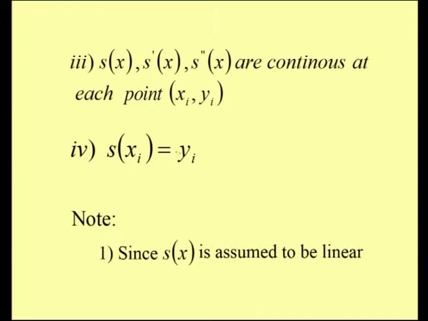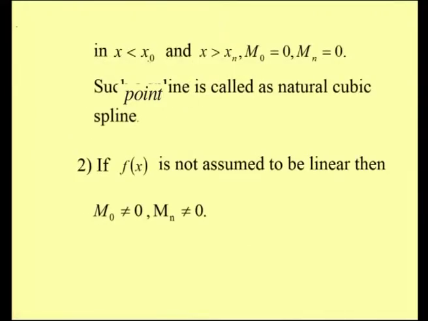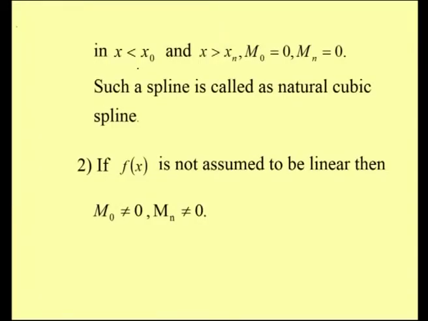So, S of xi should be equal to yi, and since S of x is assumed to be linear in x less than x naught and x greater than xn, m naught is 0 and mn is equal to 0, because m naught is the spline's second derivative, and since it is assumed to be of degree 1, in the sense you take S of x is equal to x, S dash of x will be equal to 1, S double dash of x will be equal to 0 in the interval x less than x naught and x greater than xn. So, since S double dash of x is becoming 0, we should take m naught is equal to 0 and mn is equal to 0.